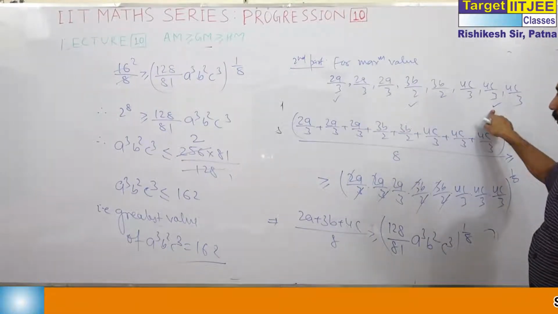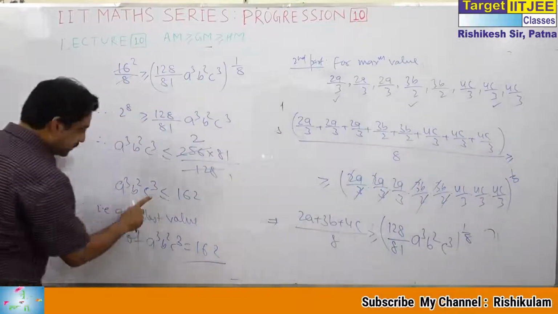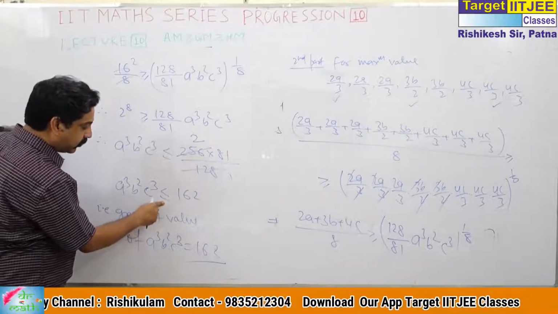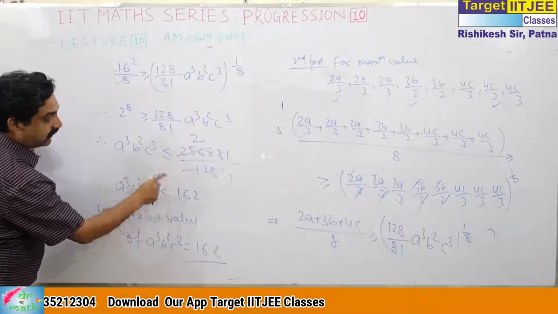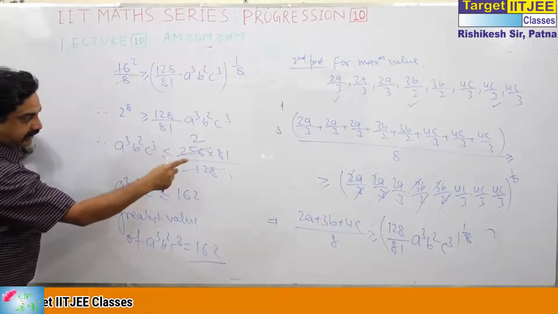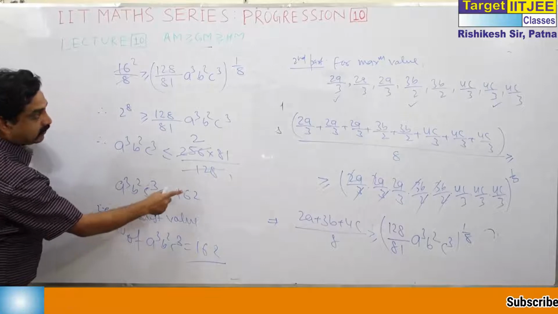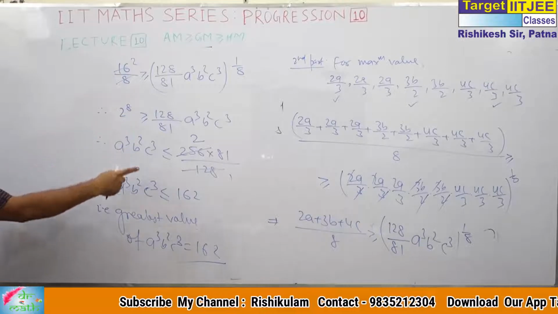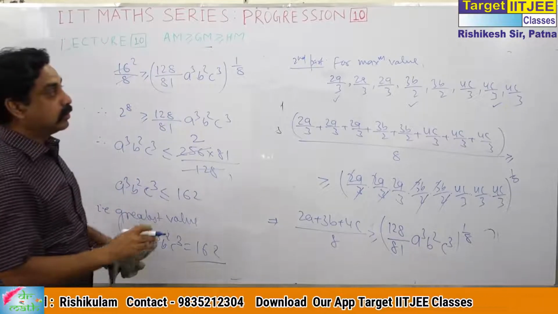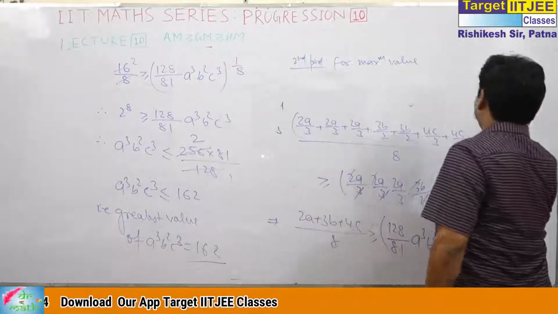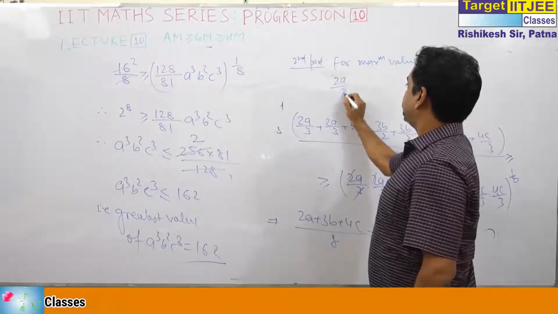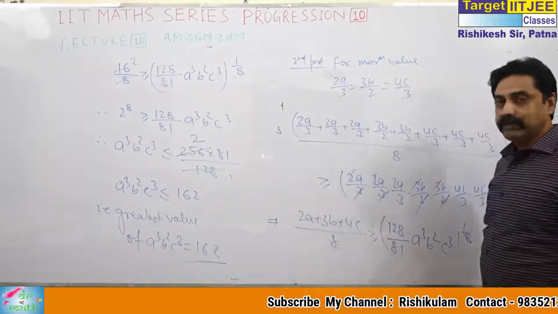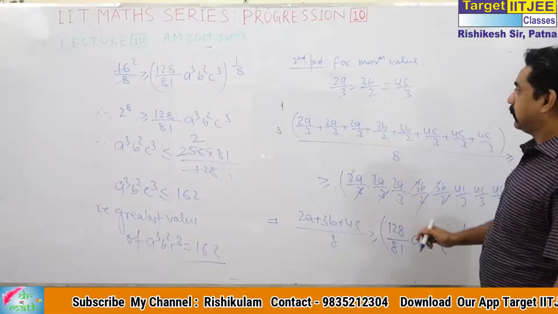Why? What is the logic? I have considered the sign of equality, and the sign of equality holds when AM is equal to GM. This is AM greater than or equal to GM, and for equality AM is equal to GM. So when all are equal, this equal sign holds. So you have to write for equal values 2A by 3, 3B by 2 and 4C by 3. When we take equal values, these must be equal.